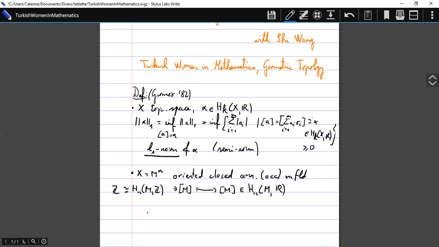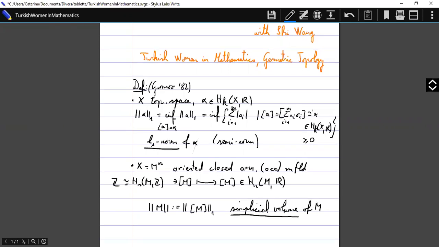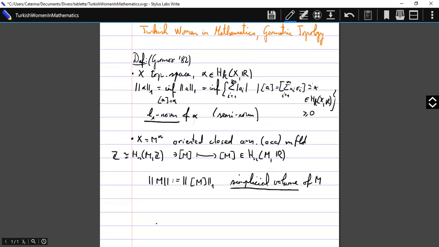And then I can compute its L1 norm. And this is what I will call the simplicial volume of M. So it's the L1 norm of its real fundamental class. So this can also be 0 as above or positive. Okay, so this was defined by Gromov.